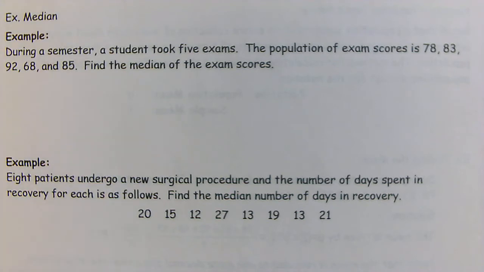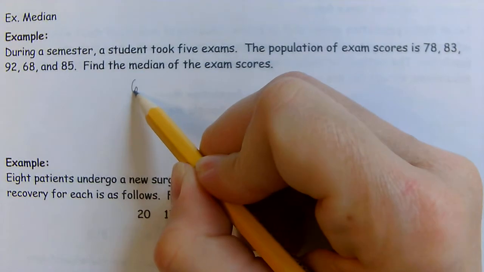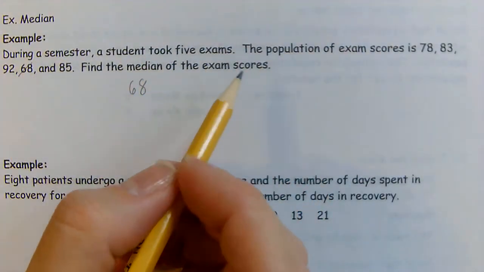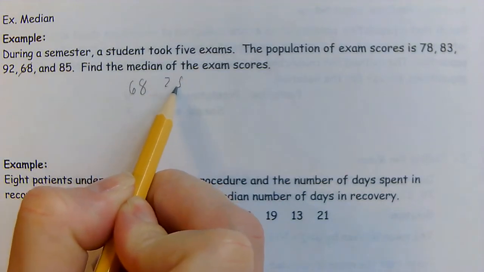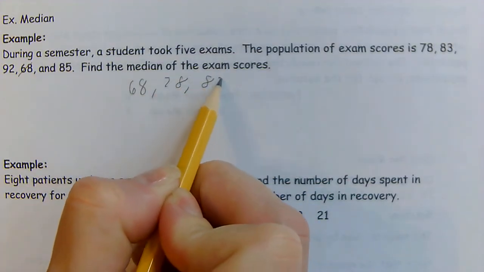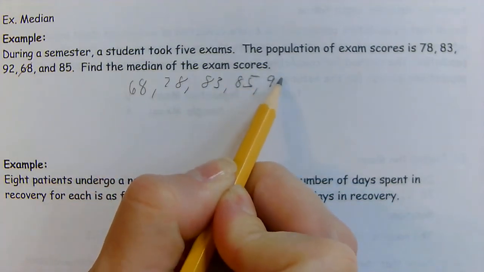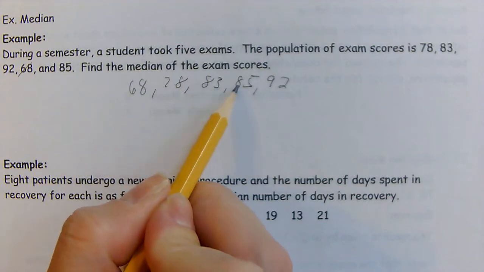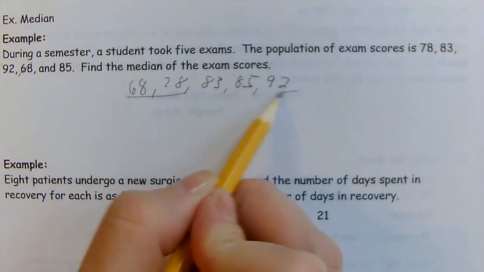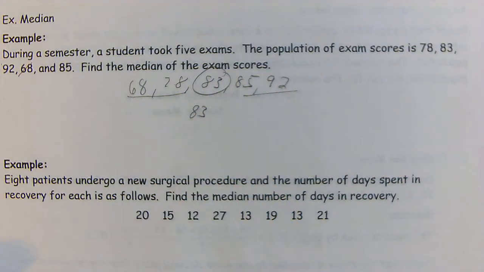So, some examples finding the median or the middle number. You have to list from least to greatest. So I have 1, 2, 3, 4, 5 numbers. So that's odd. So it'll be exactly the number in the middle.